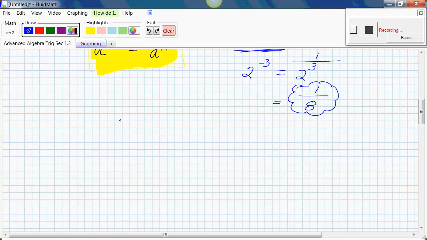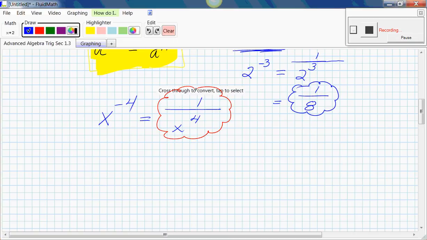Here's another example. What if I did x to the negative 4? Well, that would be 1 all divided by positive x to the 4th power, and that's my solution.